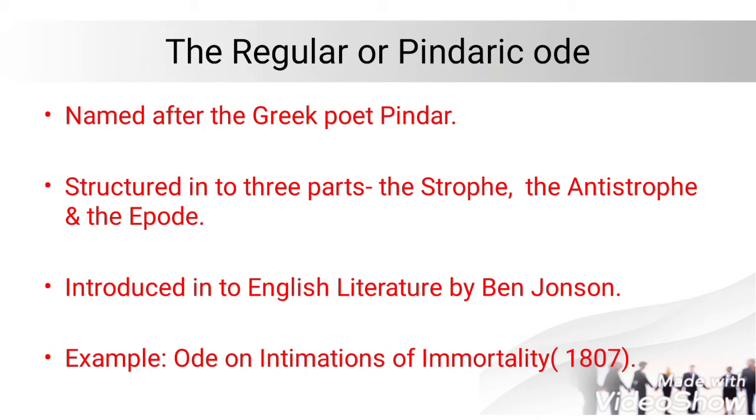As far as structure is concerned, it has three parts: strophe, antistrophe, and epode. This structure was based on the movements of the dancer. So there was a close resemblance between the structure of the Pindaric ode and the movements of the dancer. It was introduced into English literature by Ben Jonson. William Wordsworth's Ode on Intimations of Immortality can be a good example of the Pindaric ode in English.